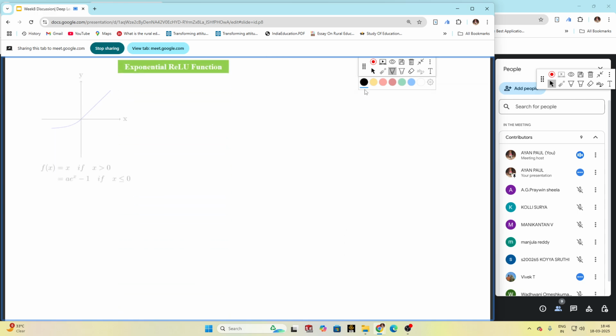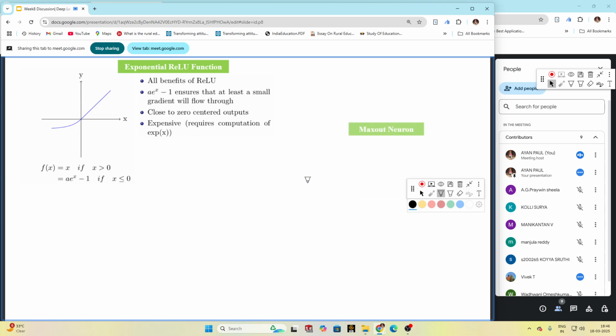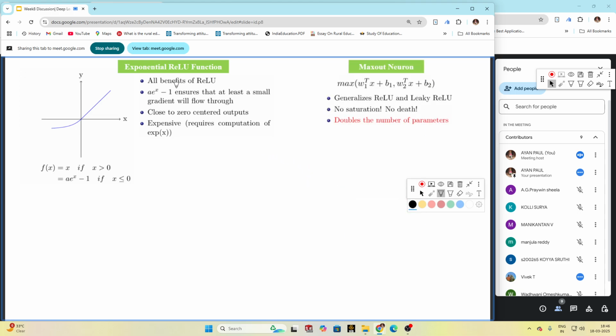Now there are two other functions that researchers have come up with. One is the exponential relu. So what is this exponential relu? In the positive region, again the same linearity, but in the negative region, in leaky relu we are applying another linear function in the negative region, but here we are applying an exponential function.